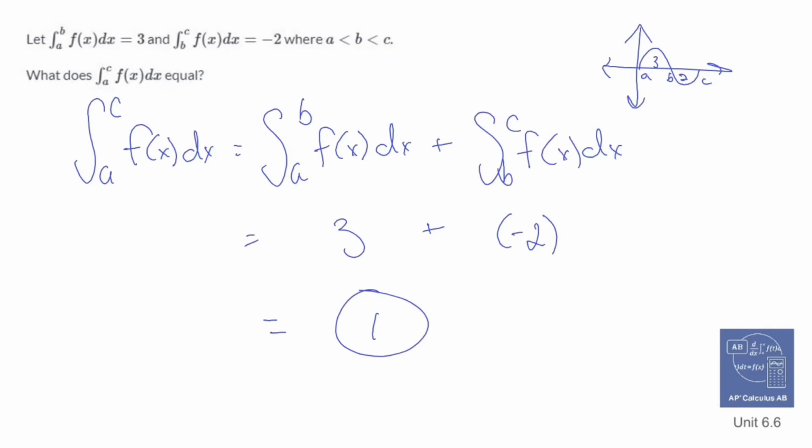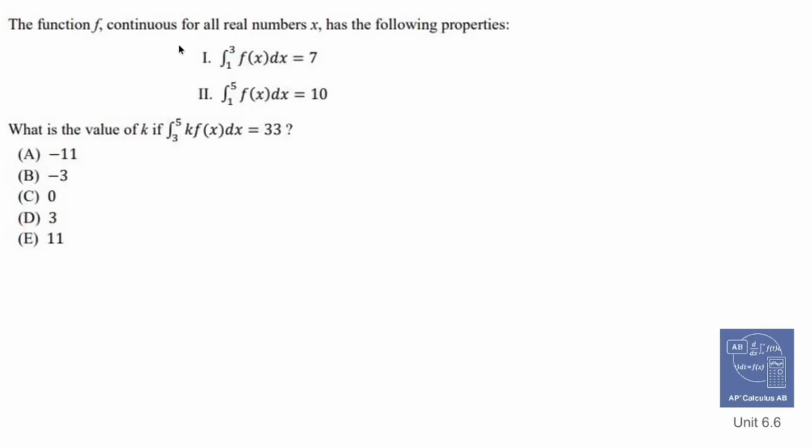Fun stuff. The function f, continuous for all real numbers x, has the following properties. The integral from 1 to 3 of f of x dx is 7. The integral from 1 to 5 of f of x dx is 10. What is the value of k if the integral from 3 to 5 of k f of x dx is 33? Well, first off, I need to find out what the integral from 3 to 5 of regular f of x is before I could even consider that.